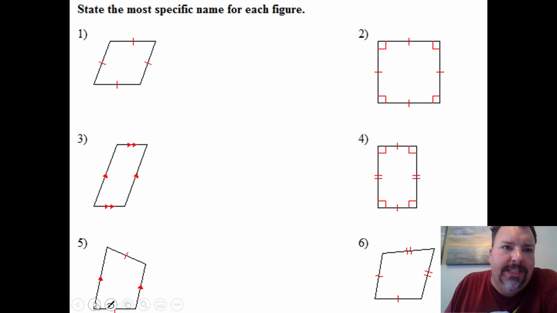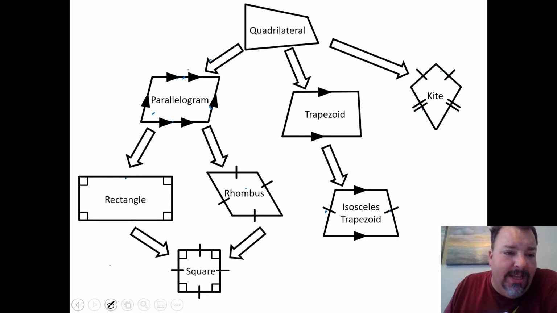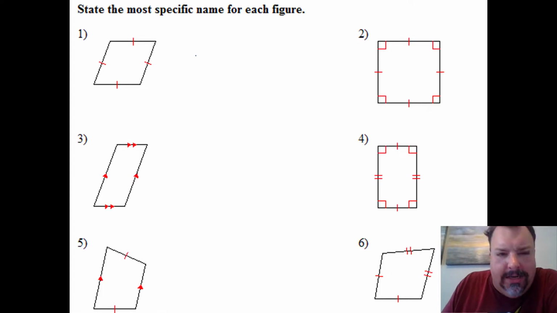So let's look at some examples. In these, we want to name the most specific name. So when it says the most specific name, that means the name that's furthest down on this tree diagram. Of course, these are all quadrilaterals, but we want to be as specific as possible. So here we have a quadrilateral, but it has 4 equal sides, so this is going to be a rhombus.